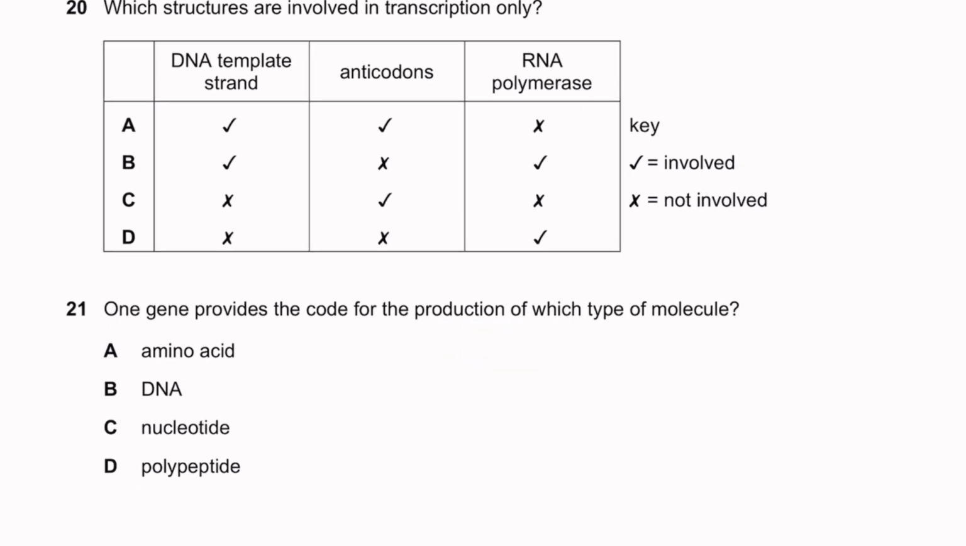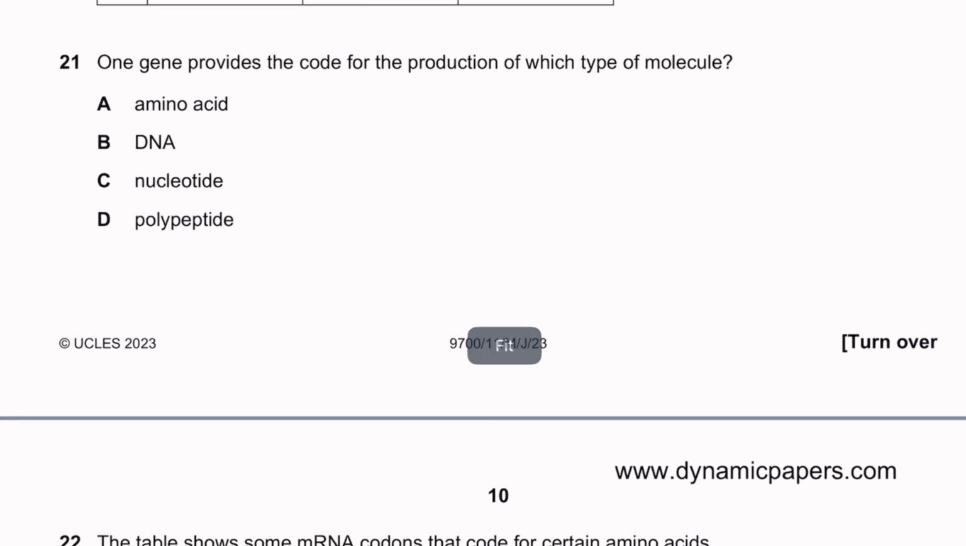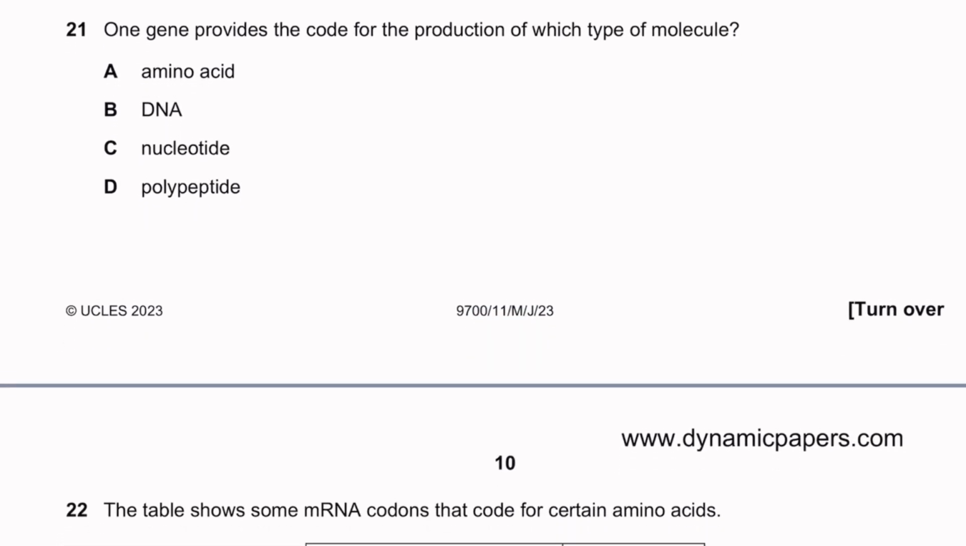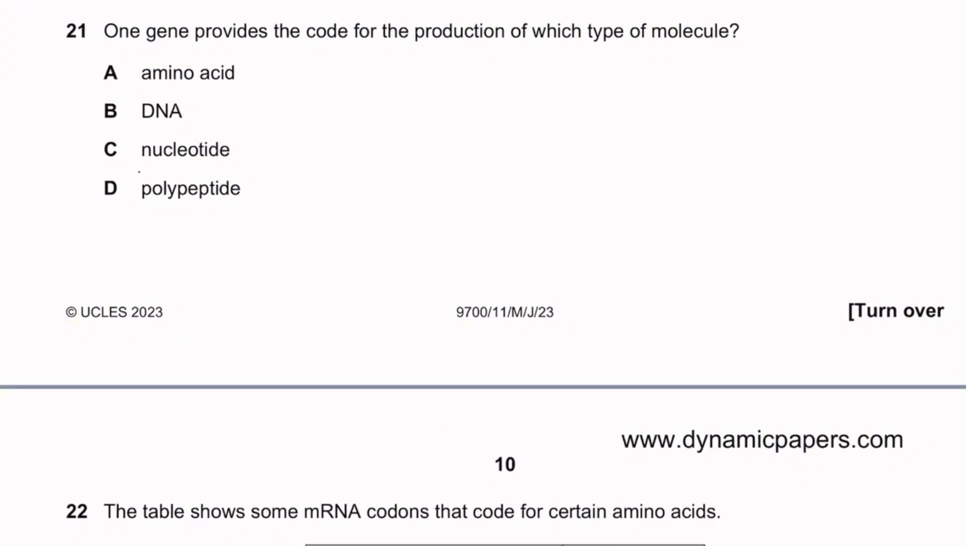Which structures are involved in transcription only? DNA template strand, anticodons, RNA polymerase. Yes, DNA template strand. Anticodons are involved in translation. RNA polymerase is the enzyme that carries out transcription. 21. One gene provides the code for the production of what type of molecule? Well, a polypeptide, of course.